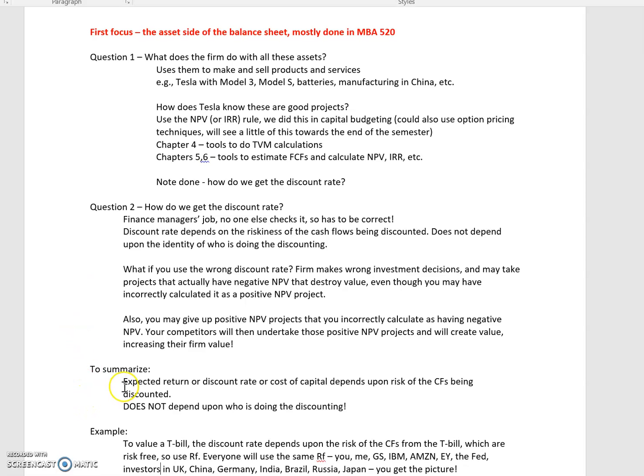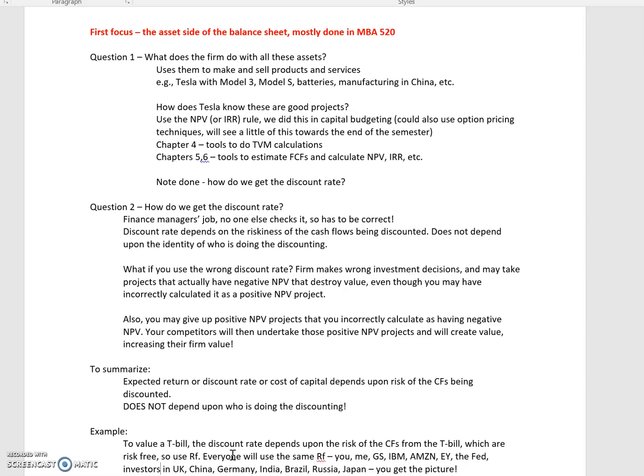So to summarize, discount rate, expected rate of return, cost of capital, they all kind of mean the same thing for us. It depends upon the risk of the cash flows being discounted, does not depend upon who is doing the discounting. So for example, if we are valuing a T-bill, then the discount rate to calculate the present value will depend upon the risk of the cash flows from the T-bill. So they're basically risk-free, so we'll use RF. So what this says is that everyone is going to use the same RF. So you are going to use the same RF as me, Goldman Sachs will do the same thing, IBM will use the same thing when they want to make an investment in T-bills, right?